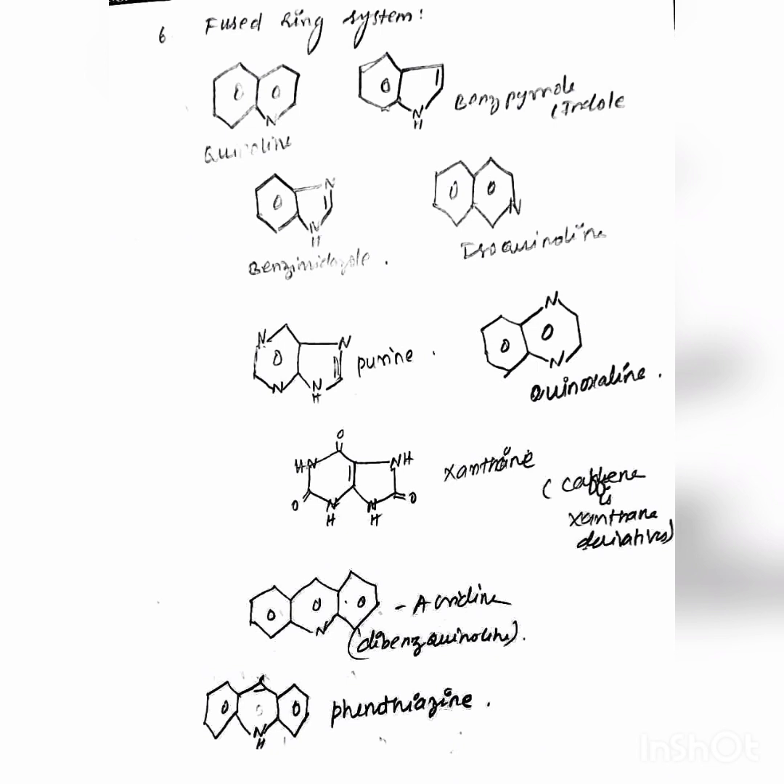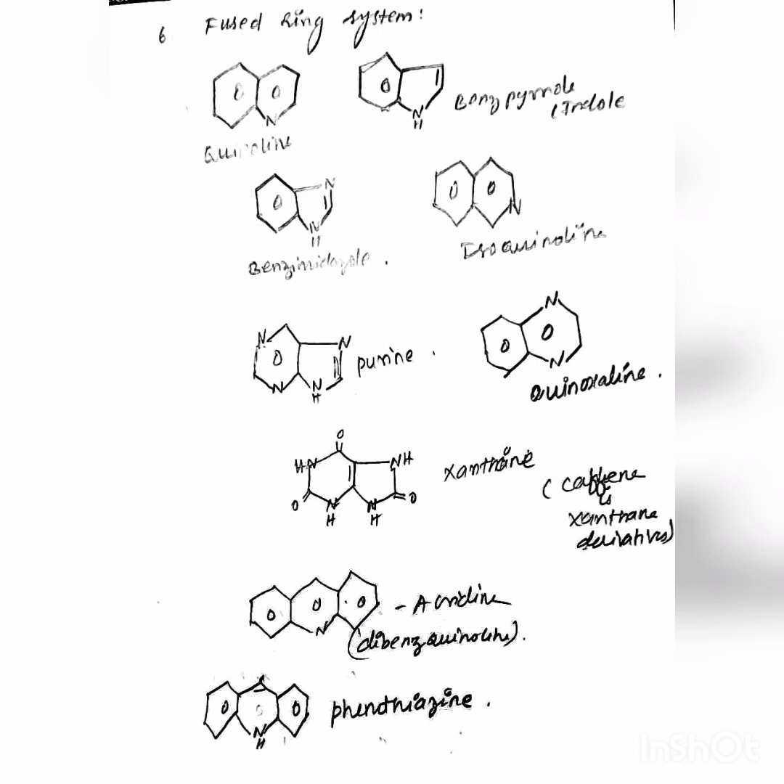Next classification is the 7-member ring. In the 7-member ring with one heteroatom, if nitrogen is present, then it is called azepine. If nitrogen is present in the 1 and 3rd positions, then it is called 1,3-diazepine. If nitrogen is present in the 1 and 4th positions, then it is called 1,4-diazepine.